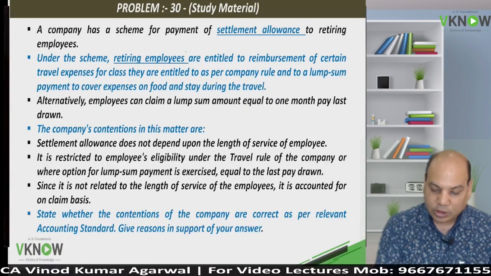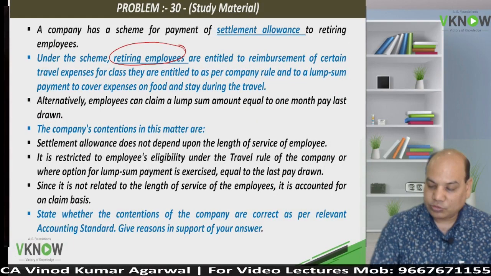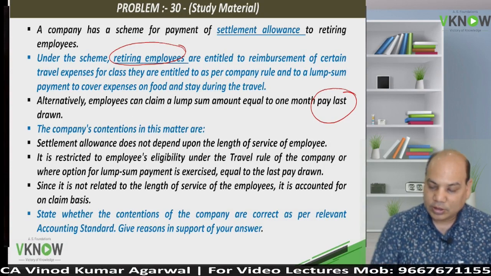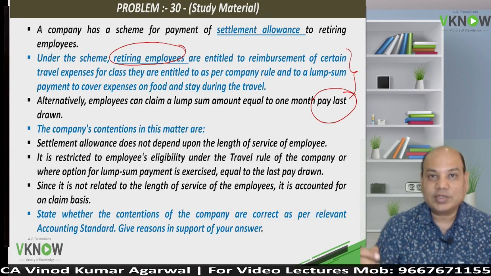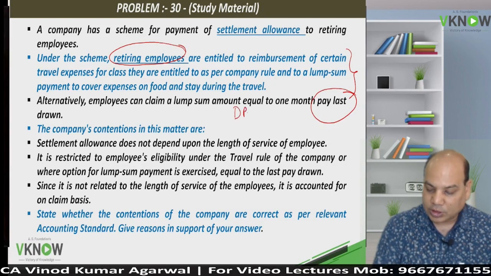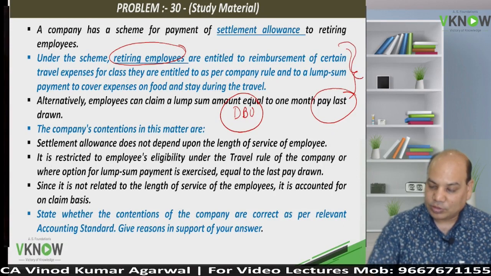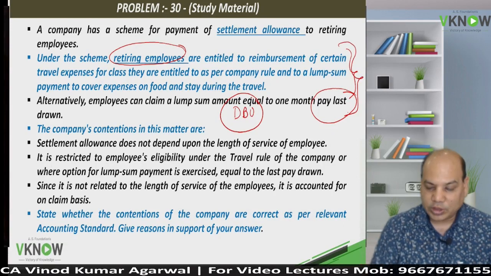But this will be paid on retirement. How much the last drawn pay will be is known only at the time of retirement. Company has committed to make this payment. So this is a defined benefit obligation plan. Unless the company makes this payment to the employee, the liability doesn't come to an end.